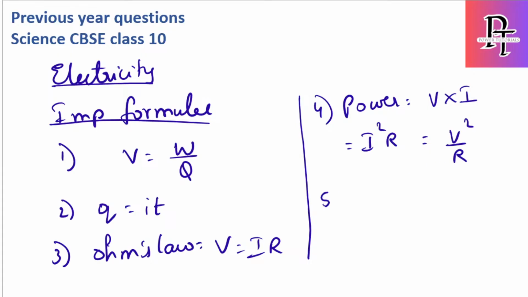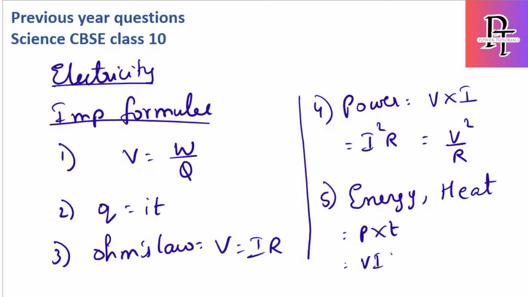Okay, and then we have the last one, which is energy. They can also ask in the questions that heat is getting released, then how to find it. For this, the formula is power into time. So simply multiply these three with time, and you'll get the energy equation, which is VIT, I square RT, or V square by R into T. So all these four formulas are correct for energy.